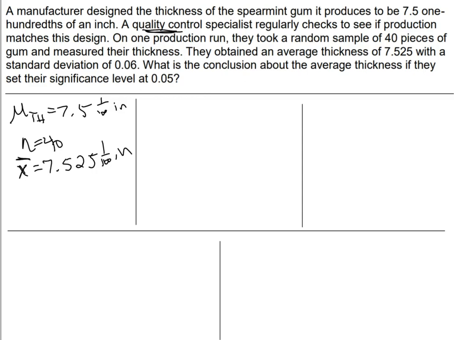The other piece of information that they drew from the sample was a standard deviation of 0.06. Now think about, should I be using a sigma or an S for this? This is the sample standard deviation of 0.06. Do they know what the population standard deviation is? Nope. Instead, they use a sample. So that's going to have an implication for the way that we carry out some of these next few steps. What is the conclusion about the average thickness if they set their significance level, remember, that's your alpha, at 0.05? So I think we've got all the pertinent information that we actually need to the left.